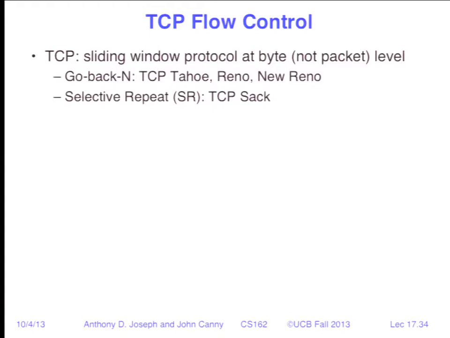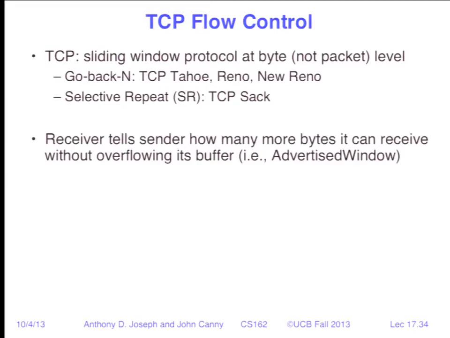So there are many variants of TCP that implemented Go-Back-N: TCP Tahoe, Reno, and New Reno. You can kind of see a naming trend that the Berkeley folks had. And then the version that did selective acknowledgement was called TCP SACK, for selective acknowledgement. Now, the receiver will tell the sender how many more bytes it can receive without overflowing its buffer. This is called our advertised window.